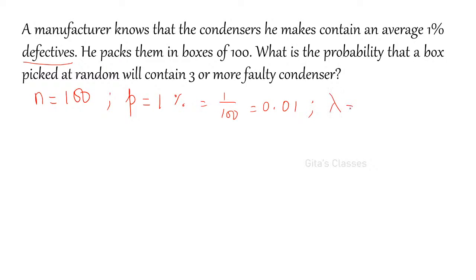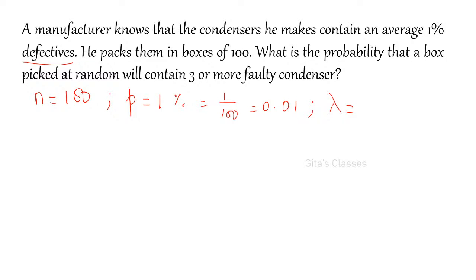We want lambda, right? See, if you are going to use binomial distribution, you want small p and q. N, p, q are needed. When you are using Poisson distribution, we want lambda, that is the mean.